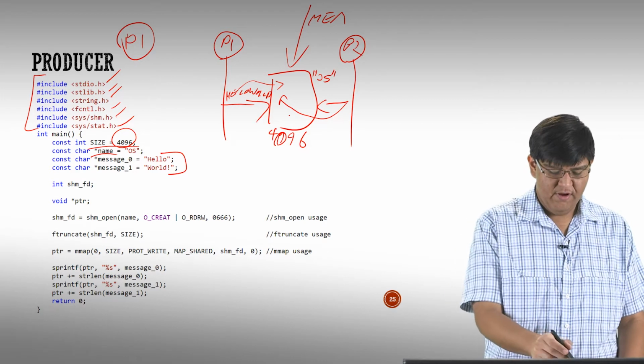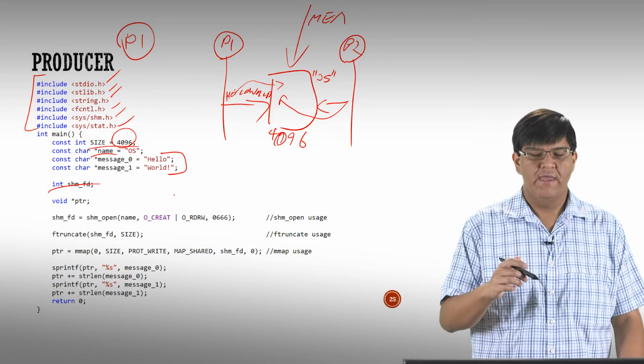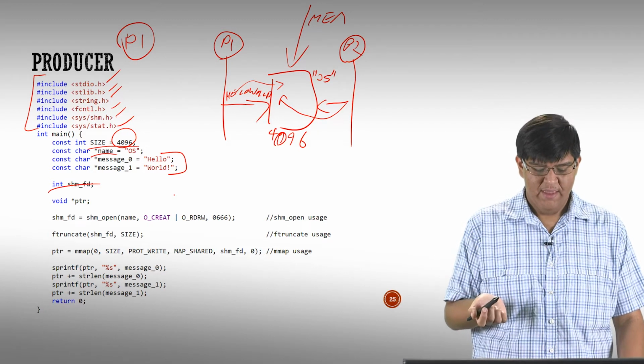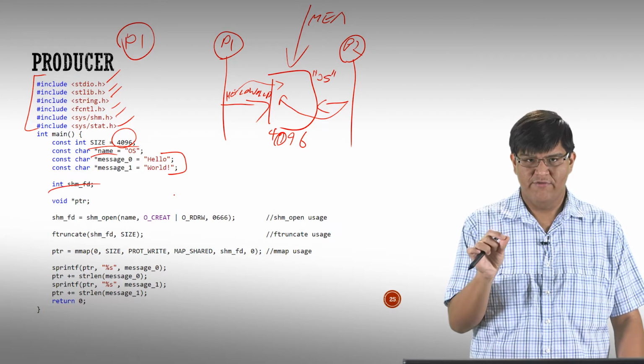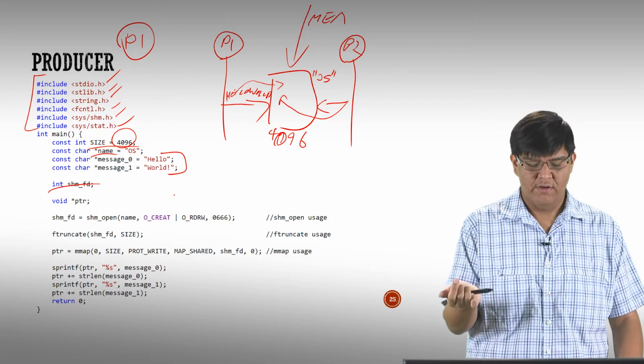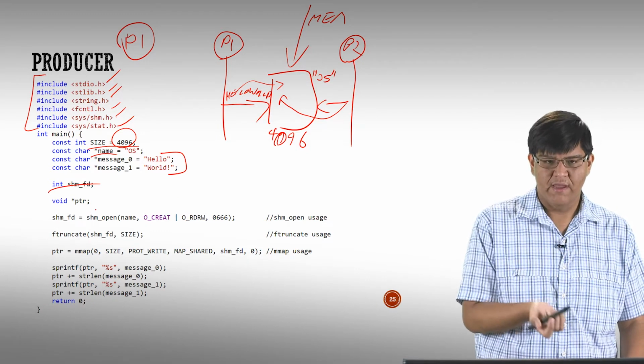Next thing we do is this variable here, SMHFD. That's basically the file descriptor for that virtual file I'm creating, that shared memory file that I want to create. I just need that integer to keep track of the file descriptor, so that later I can do things like print to it. Well, not printing directly, but you'll see in a second.